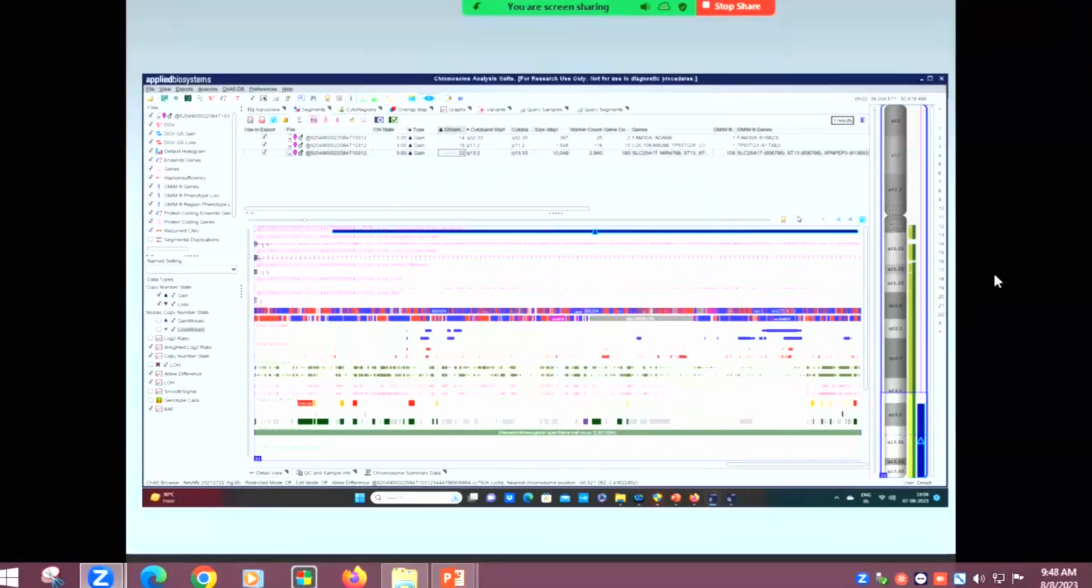See, in QF-PCR, if 13, 21, 18 all show trisomy, so that is an indication.